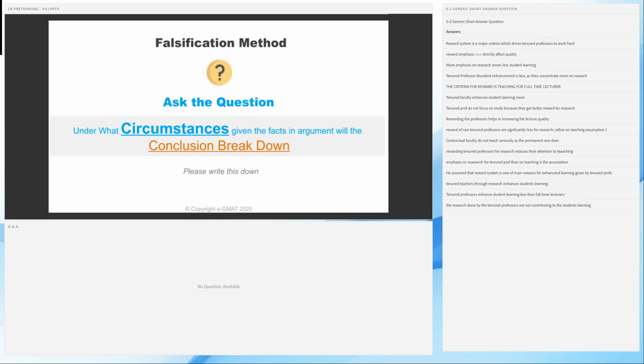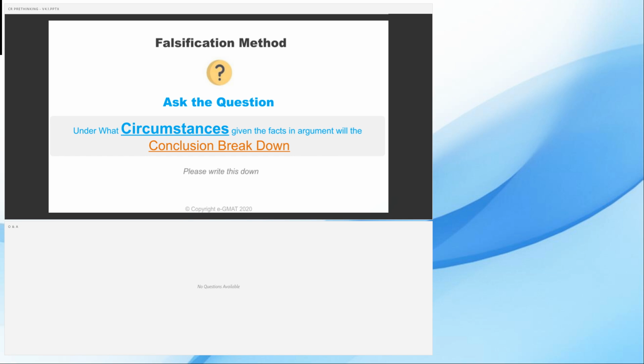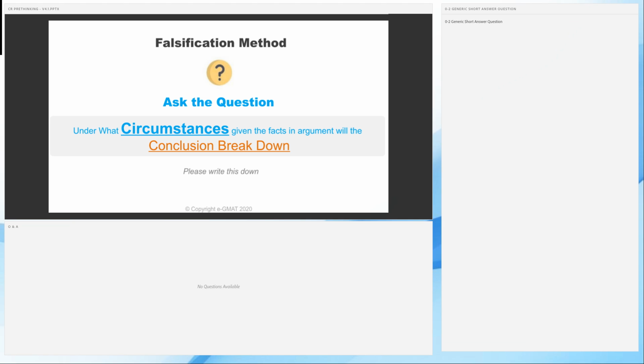This is the second thing that I'm going to ask you to write down, because again, regardless of the kind of argument, whether it's causal or predictive, this question remains the same. Under what circumstances or situations, given the information in the argument, will the conclusion break down? There are just two fill in the blanks here, and based on the question, we're going to fill them out. This is 1, which is the facts given in the argument, and this is 2, which is my conclusion breakdown criteria. Write this down, and we're going to apply this again and again. And this is going to be true even for TPA.